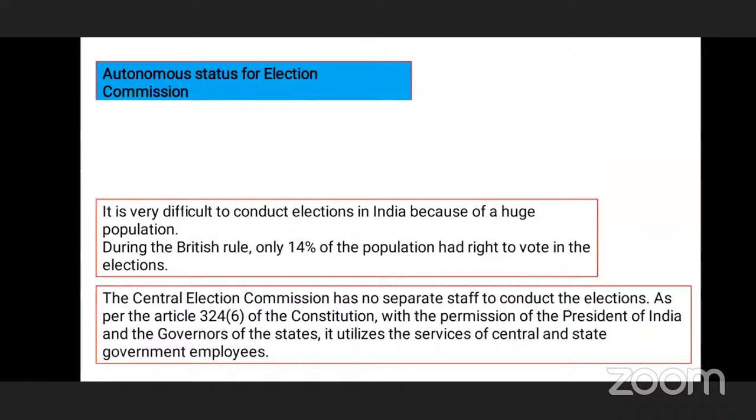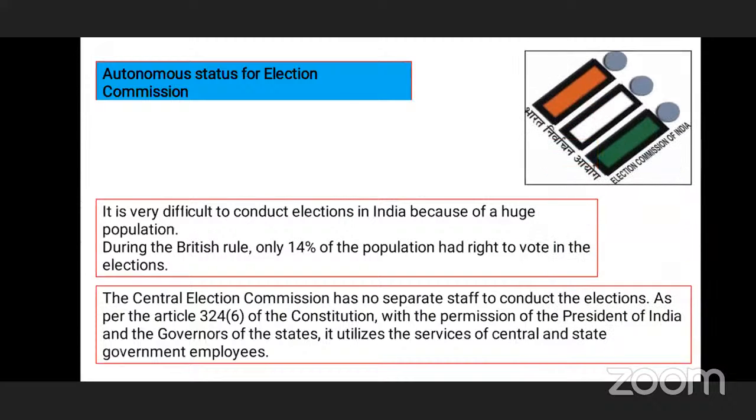Autonomous status for Election Commission. Look at it, it is very difficult to conduct elections in India because of a huge population. I already told you, India is the most populated country in the world after China.